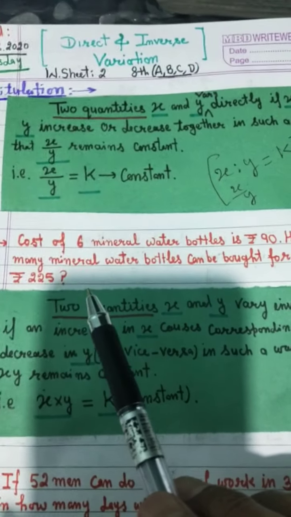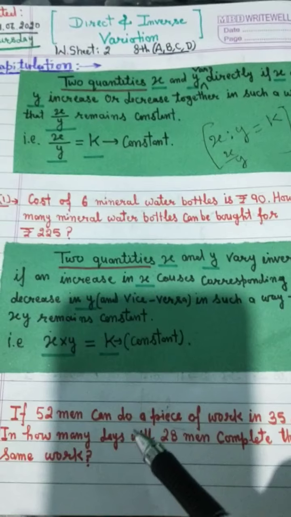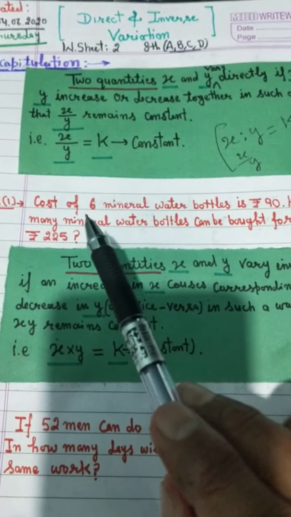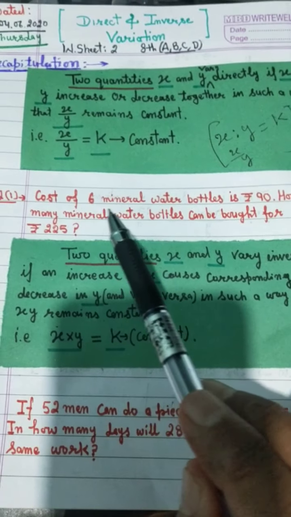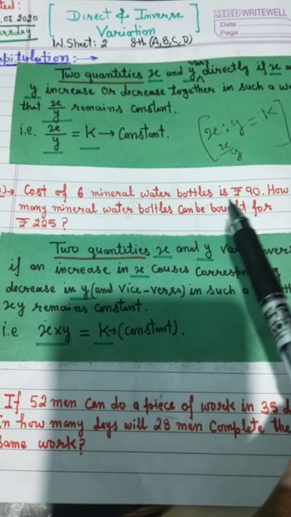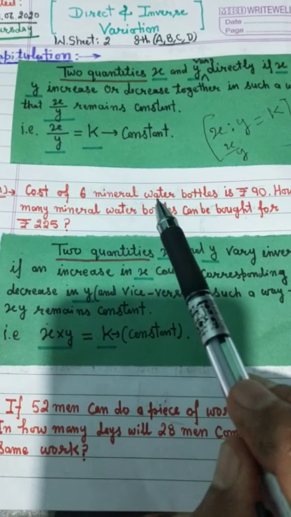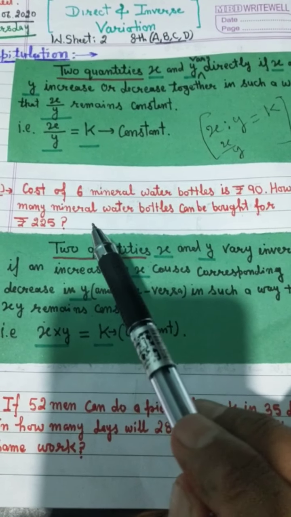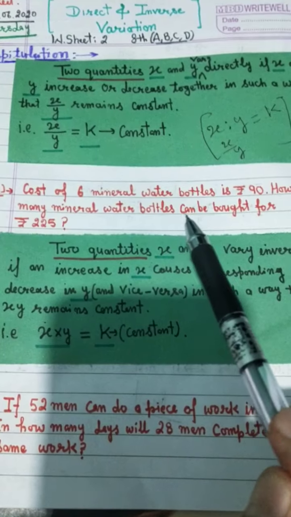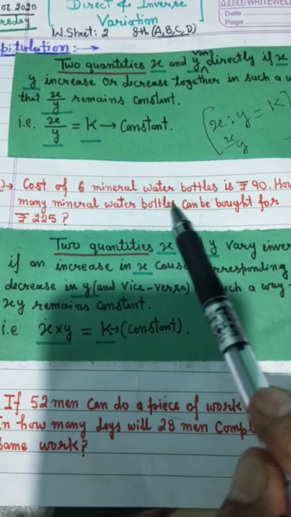So I have taken two sums, one from direct and one from inverse. You have to identify these sums here. Cost of 6 mineral water bottles is rupees 90. Rupees 90 is the cost of 6 mineral water bottles. How many mineral water bottles can be bought for rupees 225?